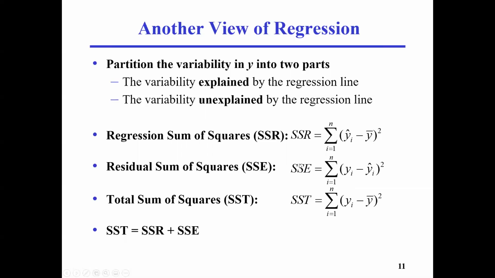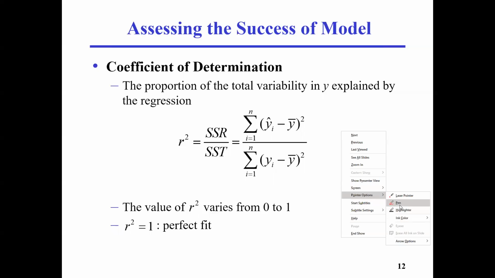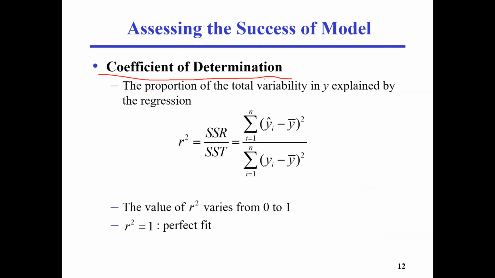We can define another indicator to quantify the performance of our regression function, the linear function y equals a plus bx. We evaluate its performance using the coefficient of determination, R squared. It is the ratio between SSR and SST.